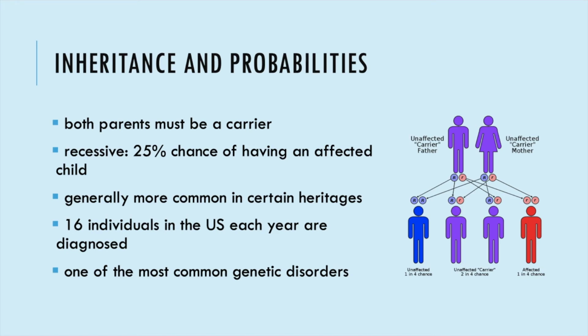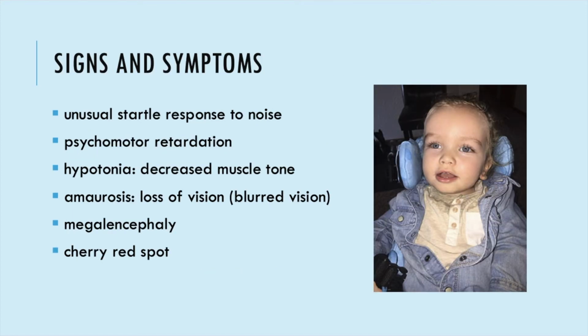Tay-Sachs disease is generally more common in certain heritages like Irish or Jewish, but anyone is susceptible to getting the disease. There's approximately 16 individuals who are diagnosed with the disease in the U.S. each year, and regardless of how low the number may seem, it's one of the most common genetic disorders.